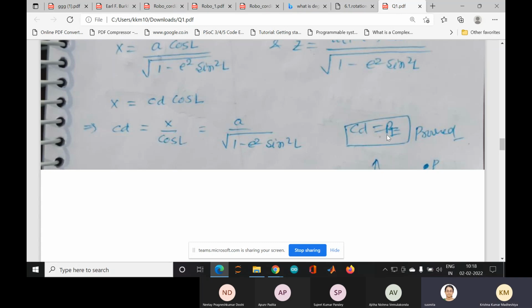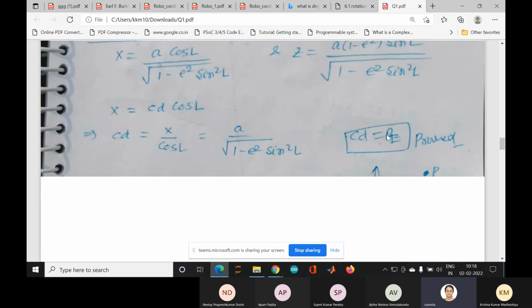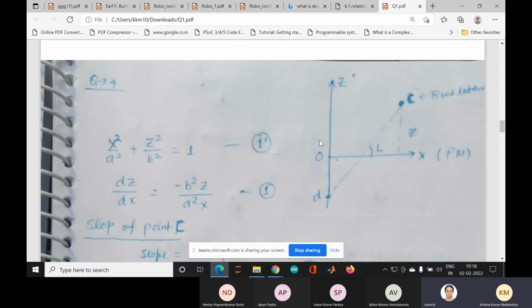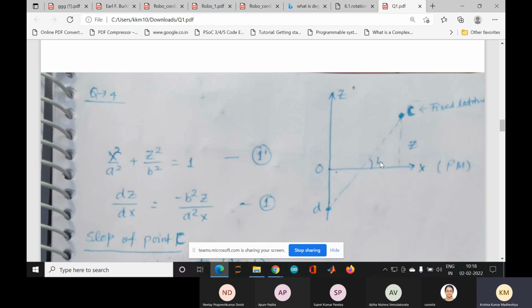See, show me this once again. You are showing that CD is equal to RE. X and Z are this. X is equal to CD cross L. Ma'am, here the logic is if we fix the latitude angle of any point, then we can rotate that point C anywhere. So that whole picture will be converted into 2D, like x coordinate, and so on.